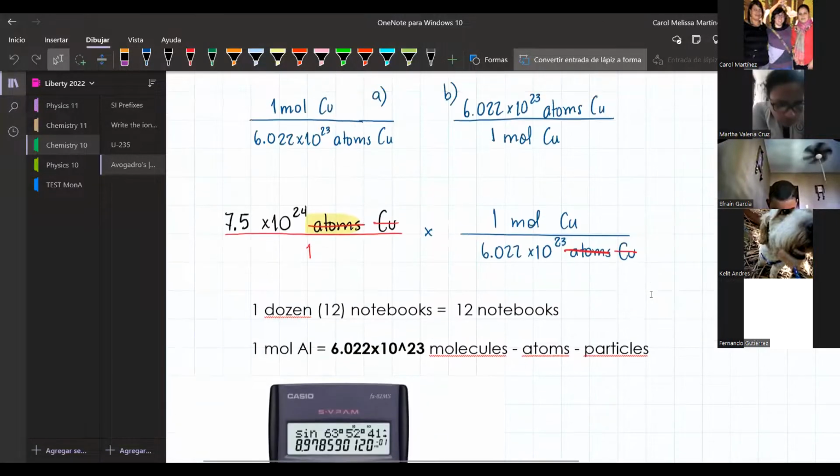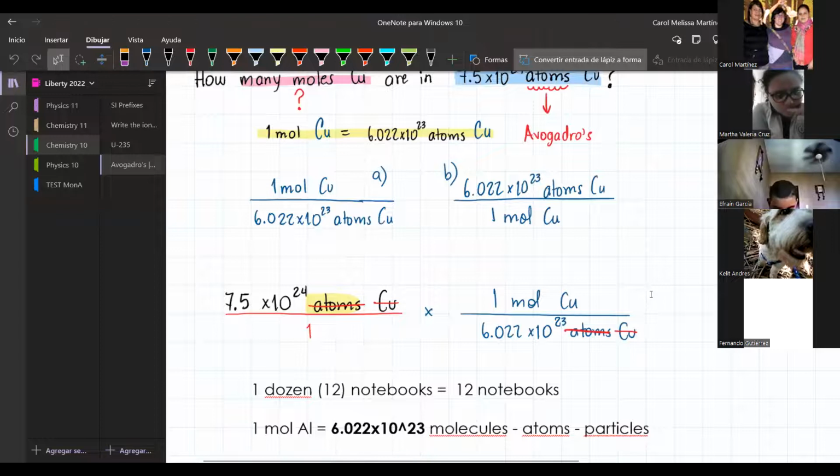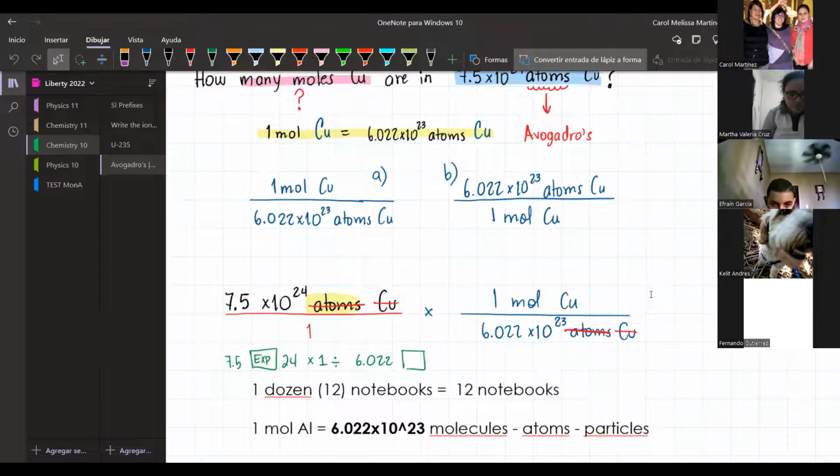So how are you going to do this? 7.5 exponential 24, times 1 divided by Avogadro's number, 6.022, the key EXP, 23.